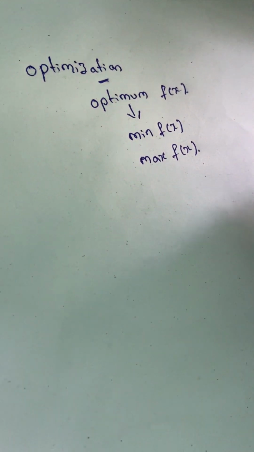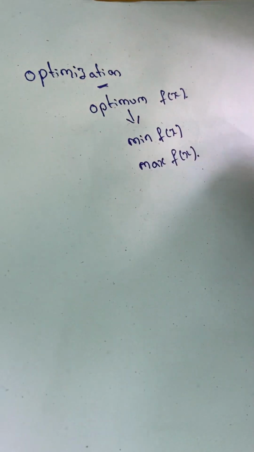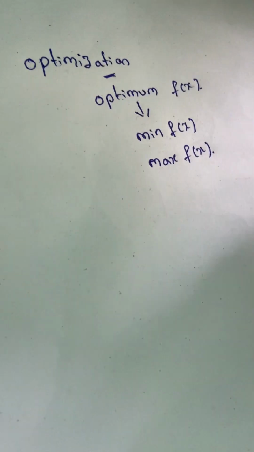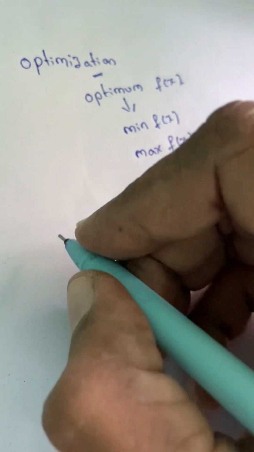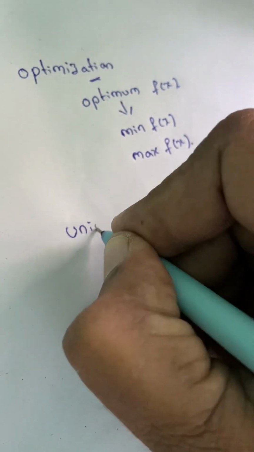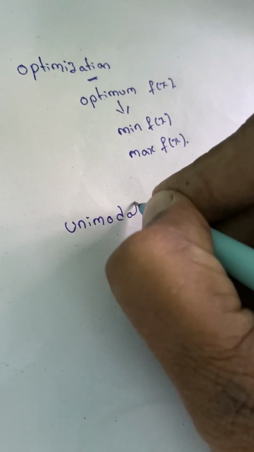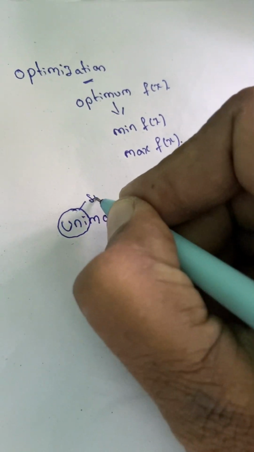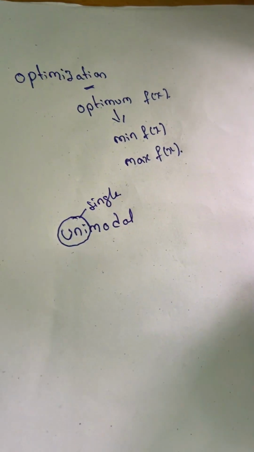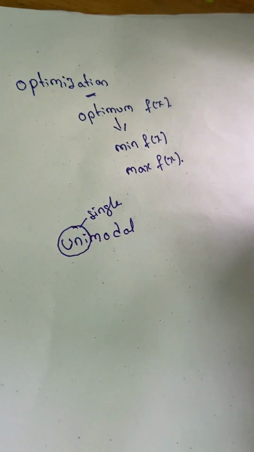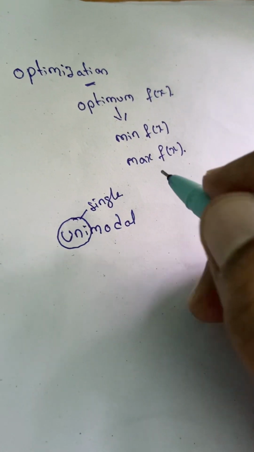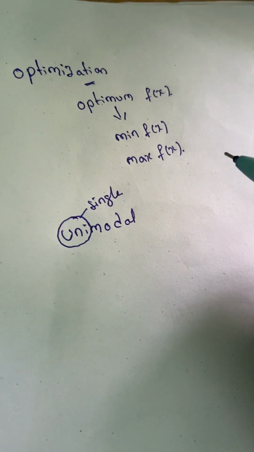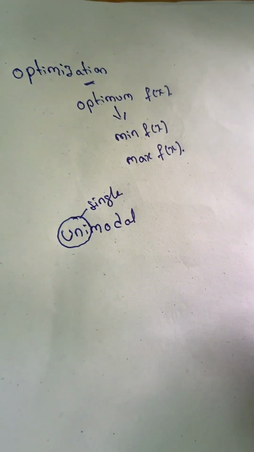In order to find out this optimum value, we are going to use different types of techniques, using these optimization methods. So first of all, before going to that, what is unimodal? Unimodal, the name itself is describing a singular mode. Uni means singular mode. So we are going to consider a single mode, which is useful for eliminating parts of the function and finding out the optimum value.